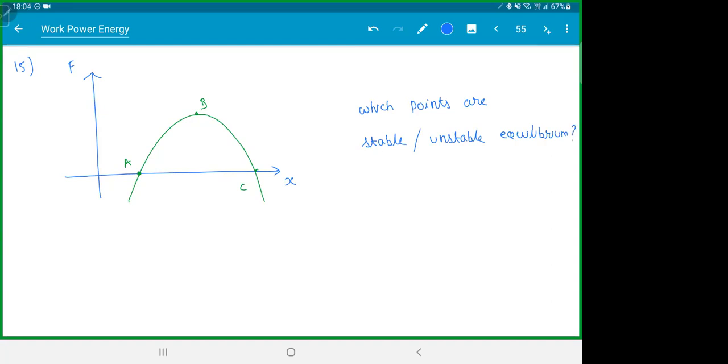Let's get this. So we have an FX graph here, and there are 3 points here. Let me draw a UX graph also. Two different questions. FX graph, ABC, which points are stable and unstable equilibrium? UX graph, ABC, which points are stable and unstable equilibrium?